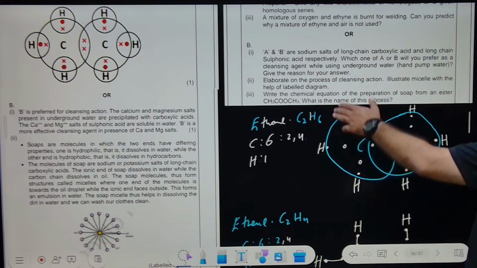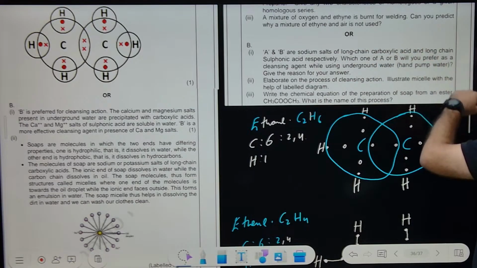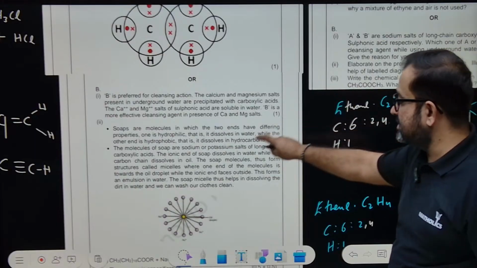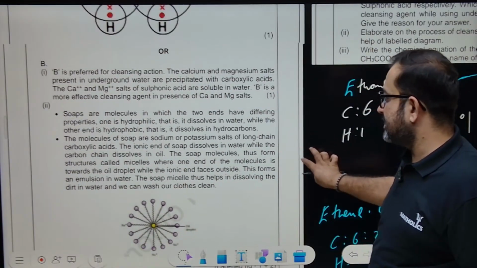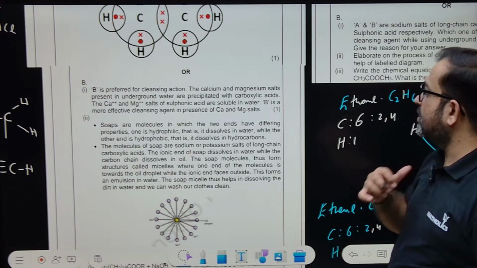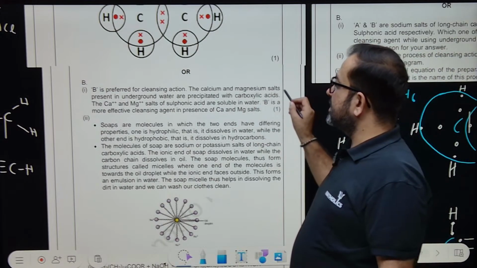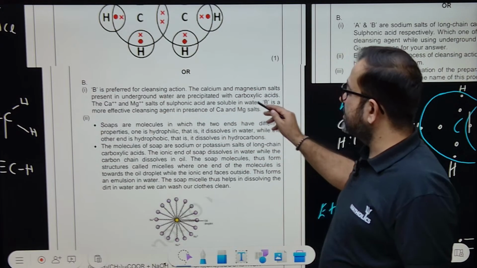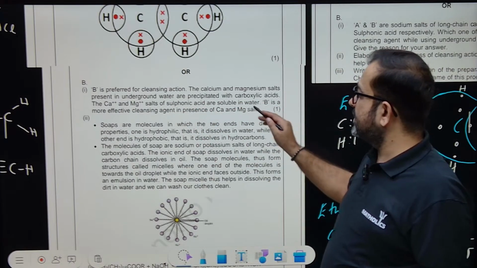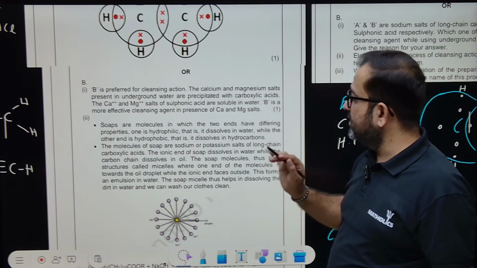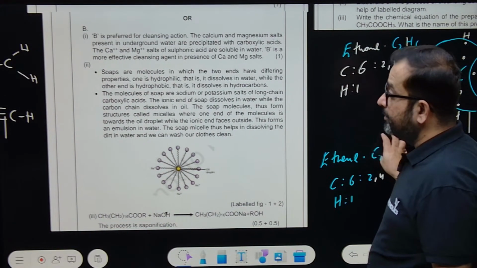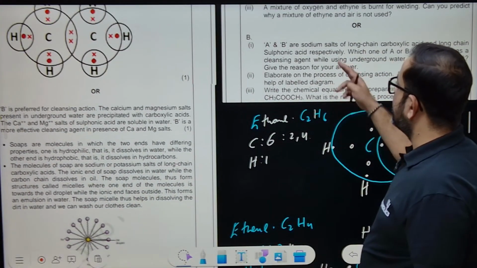A and B are sodium salts of long chain carboxylic acid and long chain sulfonic acid. The micelles we'll learn right now, and the reaction also we are going to see. Sodium salts of sulfonic acid are used for cleansing action. The calcium and magnesium salts present in underground water are precipitated with carboxylic acids. The Ca2+ and Mg2+ salts of sulfonic acid are soluble in water. So B is a more effective cleansing agent in the presence of calcium and magnesium salts. Right, now the other part we will elaborate.